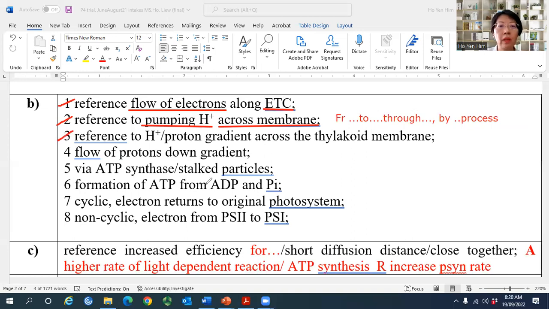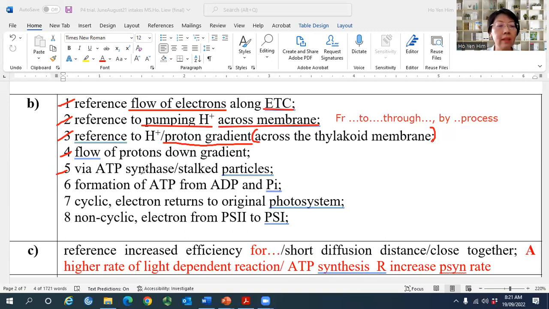Number 3, because of pumping of proton, it leads to a proton gradient being generated across the thylakoid membrane. So I have ignored this and put this as bracket. If I want to follow the mark scheme strictly, a lot of students will not get the mark because the description is not complete. So in the actual exam, please try to describe fully, because you already spent so much time studying, right? You know the fact, write it out so that the examiner knows that you know. Very important.